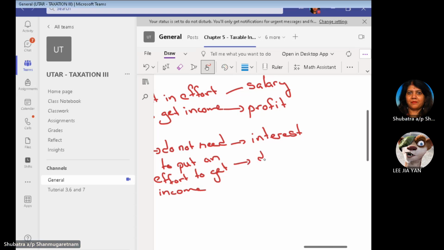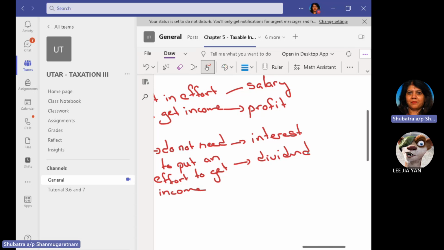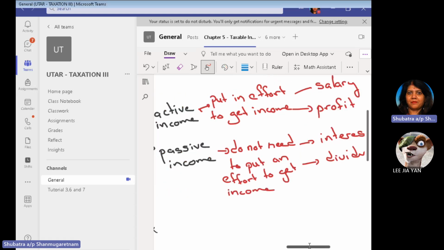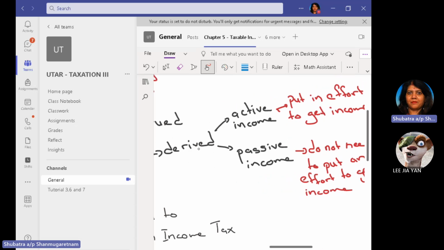Dividend. All right? You buy shares, you keep the shares. You don't even need to think about it. The dividend will come to your house. It will be posted to your house. So this is known as passive income. That's why you do not use the word earn, you use the word derived. The moment you get the income, or the moment you have the right to that income, it becomes taxable. Do you all understand? All right.